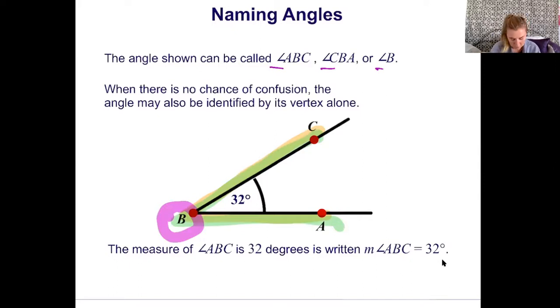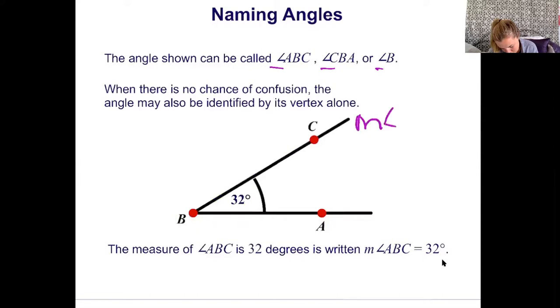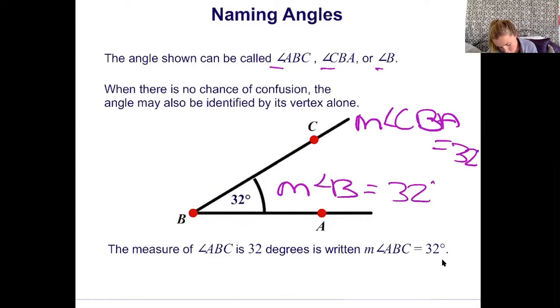If we want to talk about the measure of this angle, we could put the measure symbol in front of all of these. We could say the measure of angle CBA equals 32 degrees. You could say the measure of angle B equals 32 degrees. Or you could say the measure of angle ABC equals 32 degrees. And no matter how you write that, someone is going to know exactly that you're talking about this angle.